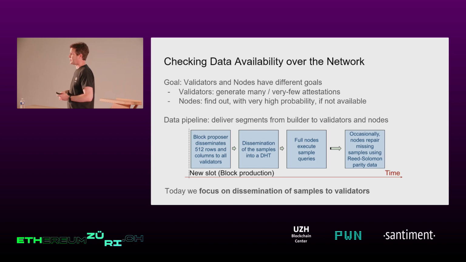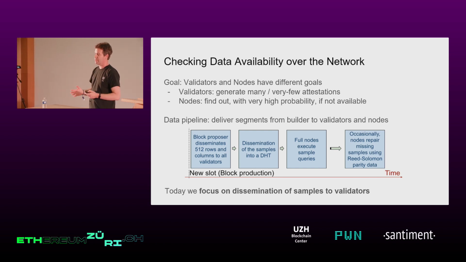So notice that in the context of Ethereum, there are different nodes, and they have different goals. So validators and full nodes have different goals that they want to achieve from this extended set of data. Validators, the goal is they should either generate many attestations if the data was available, or they should generate very few attestations if the data was not available. And that's the system level goal. We don't like things in between.